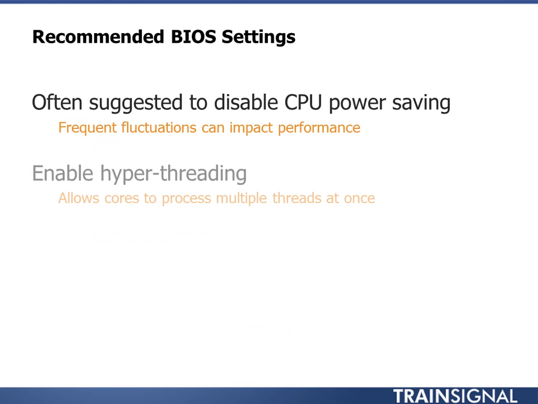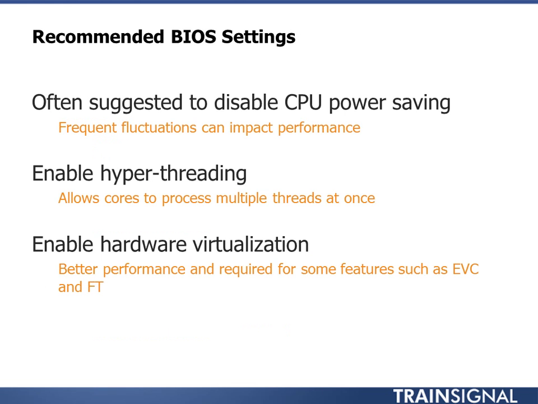A couple of things on BIOS settings. It's in the blueprint, so I'm going to say it. Kind of common sense, if you ask me. First one is often suggested to disable CPU power saving. You can do this if you want to. Modern systems and vSphere understand this stuff, but often people don't want it to fluctuate the CPU performance depending on load. It's suggested to enable hyperthreading, and this allows cores to process multiple threads at once if possible.